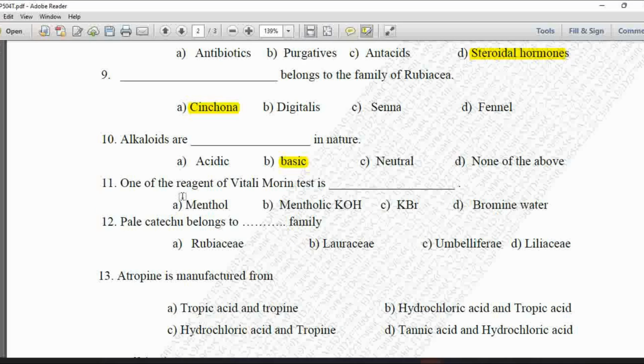Next MCQ, one of the reagents of Vitali-Morin test is option A is menthol, B mentholic KOH, C KBr, and D is bromine water. So here the reagent which is used in the Vitali-Morin test is methanolic KOH, that is potassium hydroxide. Here the spelling mistake is there, that is mentholic KOH, but the actual spelling is methanolic potassium hydroxide, that is KOH. So here option B is correct.